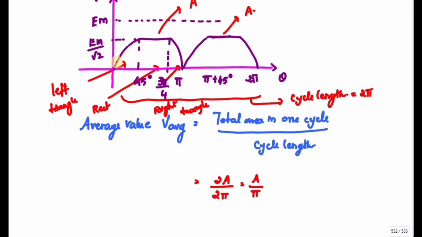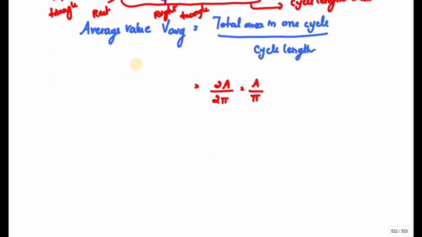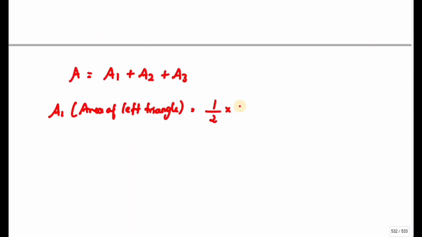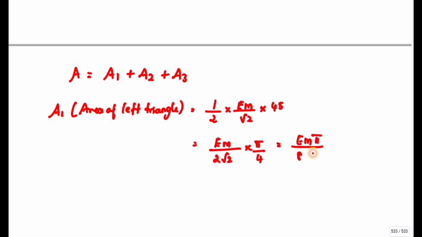It looks like a right angle triangle, so the formula is 1 divided by 2 into B into H. The base ranges from 0 to 45 degrees, right? So 45 degrees is written as pi by 4. And the maximum amplitude is EM divided by root 2. So if I solve, I will get 1 by 2 into EM divided by root 2 into pi by 4, which is equal to EM pi divided by 8 root 2.